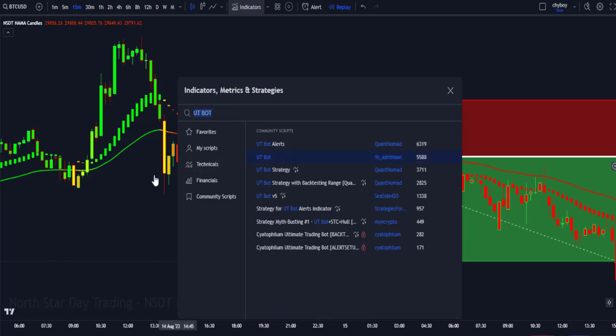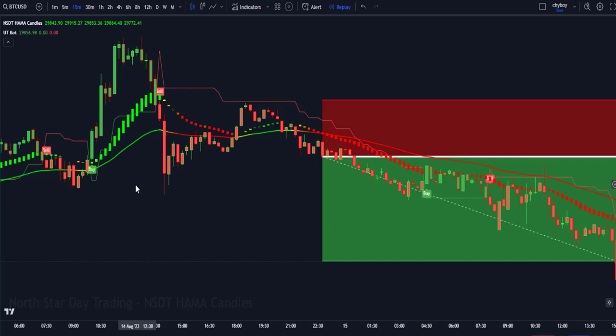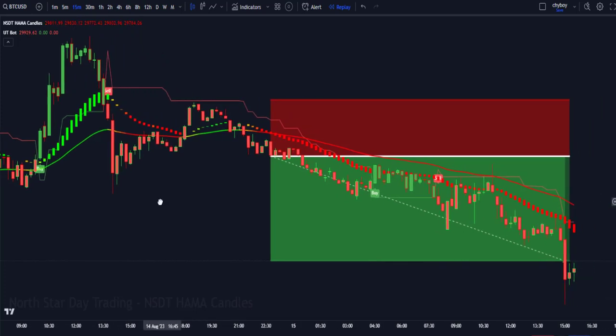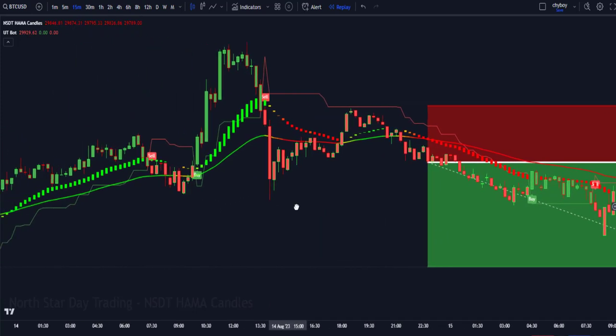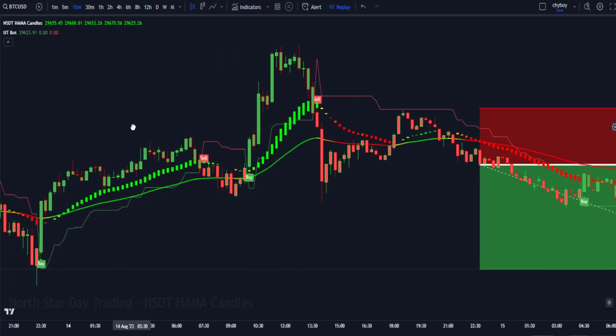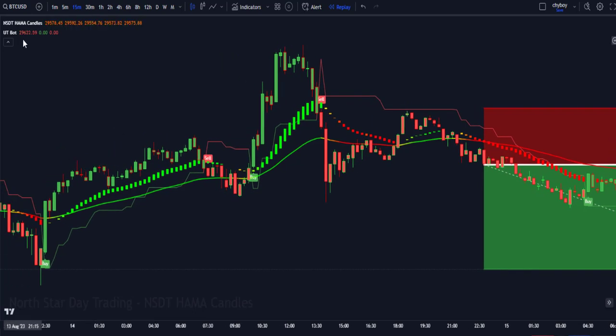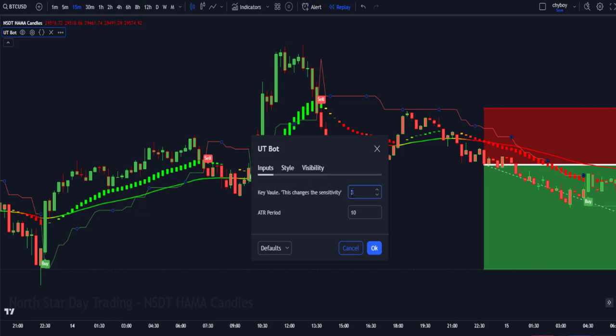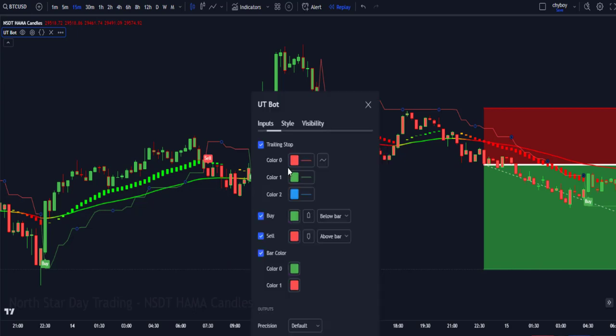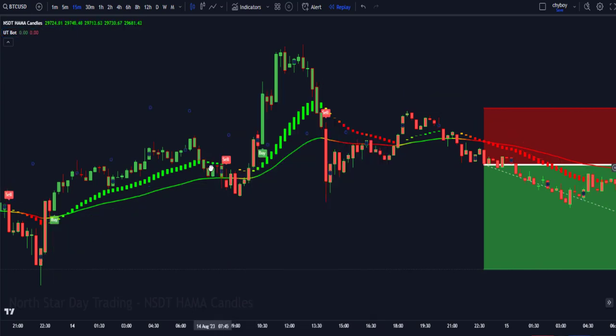This indicator uses the average true range to determine the trend and generate signals. It will add more entering confirmation by providing us buy and sell entering signals. But before we use this indicator, we are going to go over to its settings and adjust it. On the input setting, we are going to set the K value to 4. And on the style setting, uncheck the trailing stop.